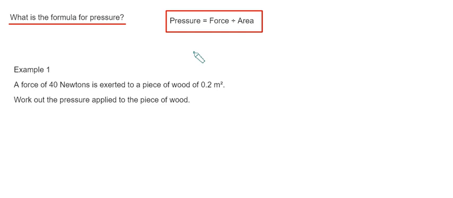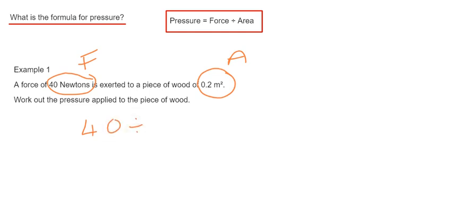So a force of 40 newtons is exerted to a piece of wood of 0.2 meters squared. So we're going to work out the pressure applied to the piece of wood. So we just need to divide the force, which is 40 newtons, by the area, which is 0.2 meters squared. So we do 40 divided by 0.2.